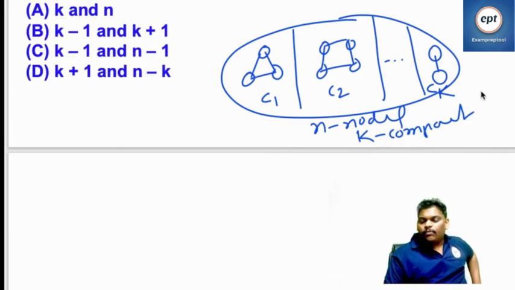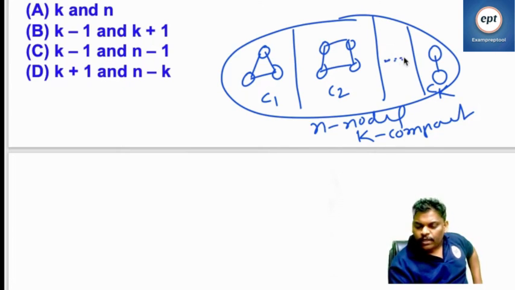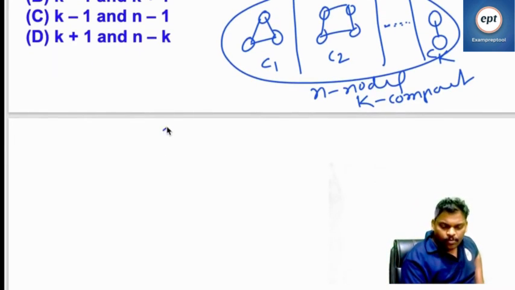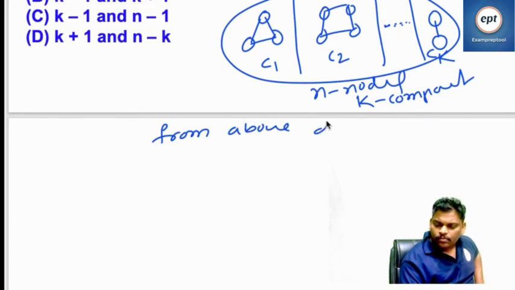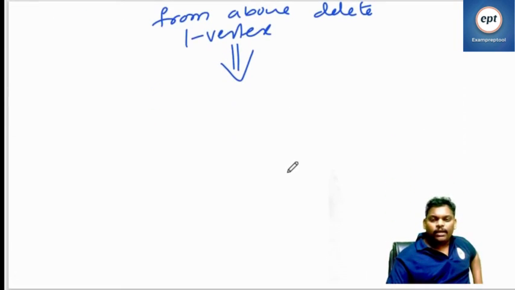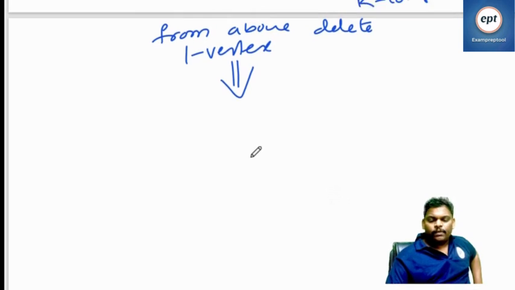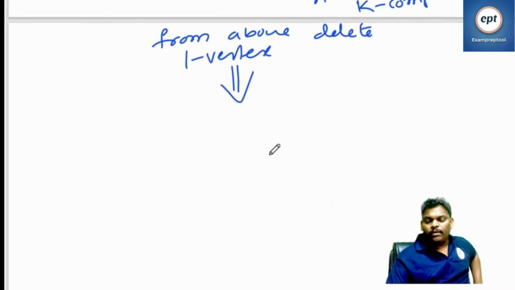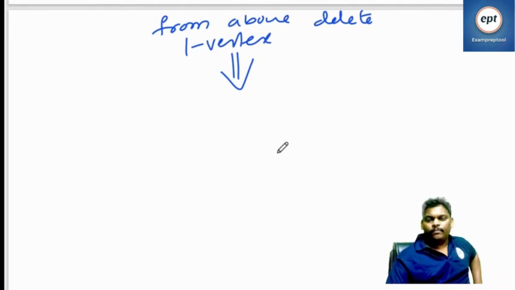He is saying, if I delete one vertex from the above graph, how many components can come? What is the minimum number of components, and what is the maximum number of components, for an n-node, k-component graph?